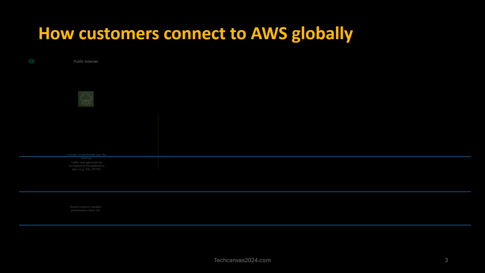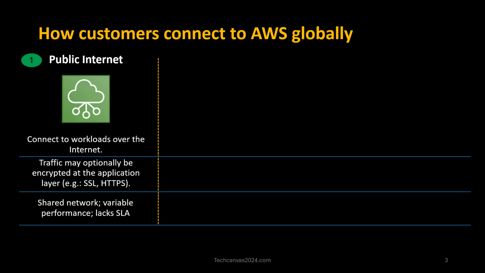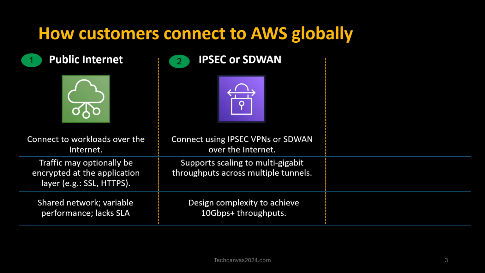Internet. The simplest way to connect to AWS services is over the public internet. This method allows you to access AWS resources by using public IP addresses or public endpoints provided by AWS. While it is the most straightforward approach, it is also the least secure due to the inherent vulnerability of the internet. It is suitable for non-sensitive workloads or for initial development and testing phases.